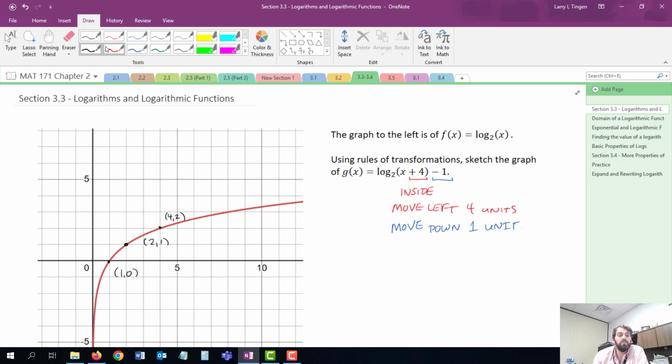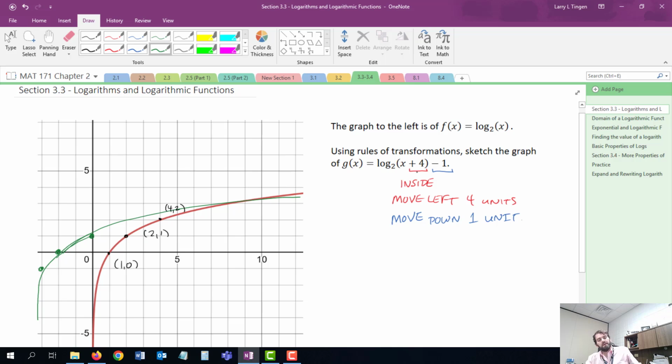And what I do is I move each of these left 4 units and down 1. So 1, 2, 3, 4, and down 1. I'm doing a dance step. 1, 2, 3, 4, and down. 2, 1 goes 1, 2, 3, 4, and down. And then 1, 0, 1, 2, 3, 4, and down. And what am I looking at? It's the same graph, but it's just been shifted. So that's the idea of sketching it.